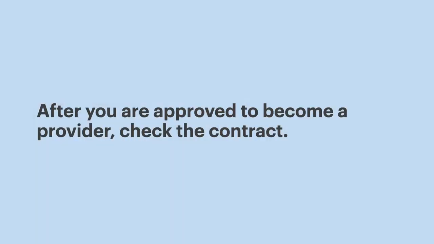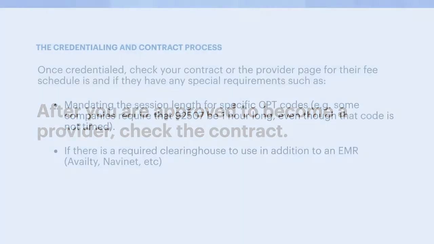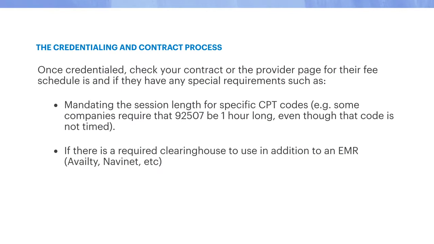In 30 to 60 days, you can find out if you have been credentialed by the insurance companies. So after you get the happy information that you have been accepted to be a provider with the insurance company that you'd like, what you want to do is check the contract that they will send you to see what their fee schedule is. Now, most insurance companies will give you that fee schedule after they have approved your becoming a provider before you have signed your contract.